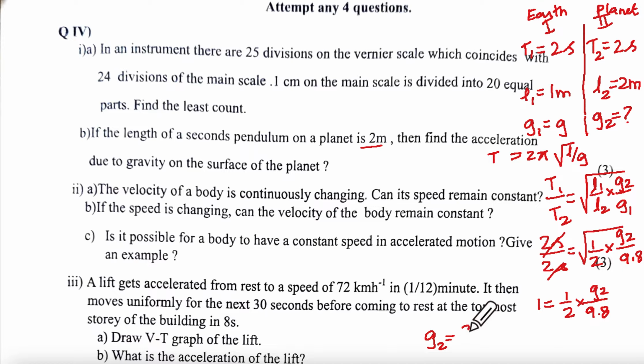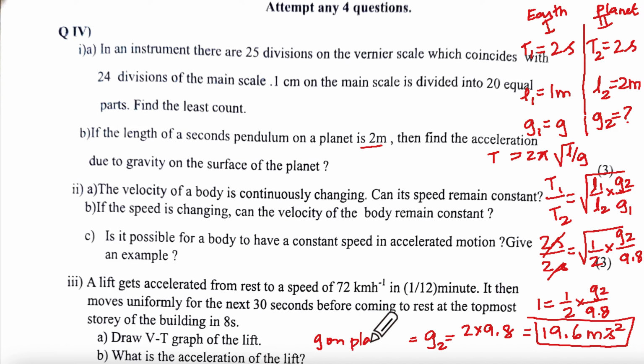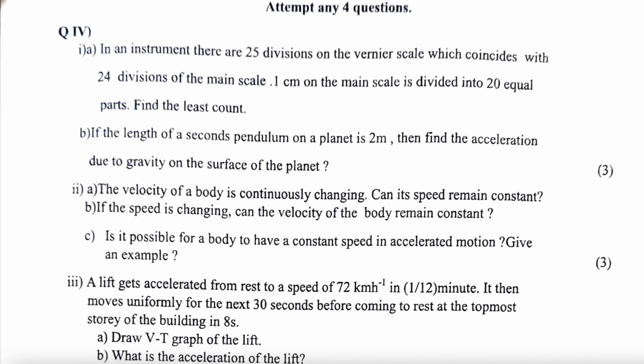So how much is it? 2 into 9.8. Understanding, no? How much is that? 19.6 meter per second square. And what you'll write over here? This is G on planet. Of course, you will say acceleration due to gravity rather than this. Okay, we don't have time. We are going to move fast.